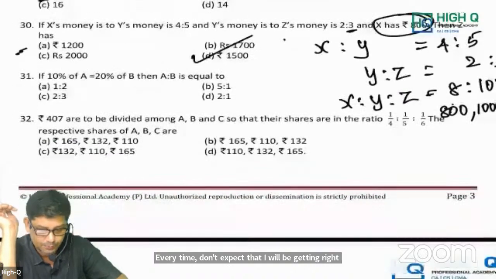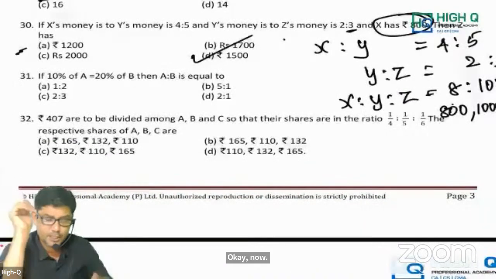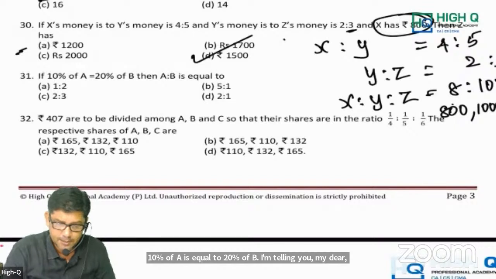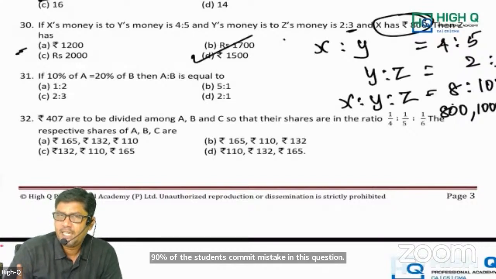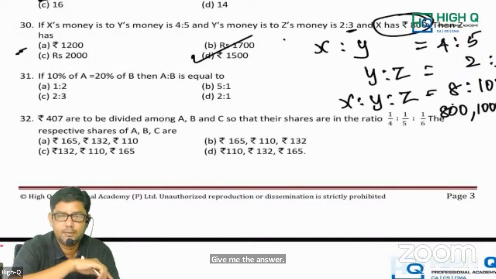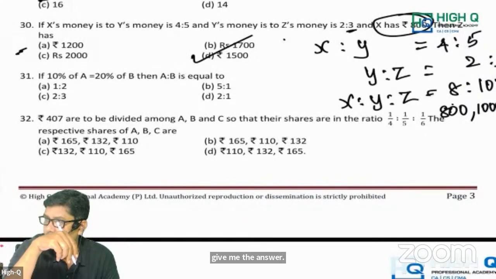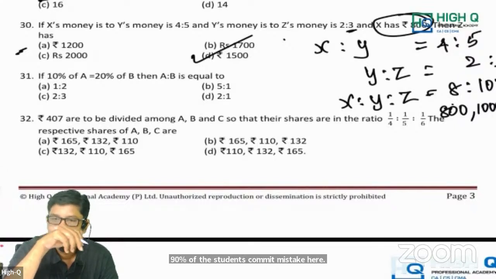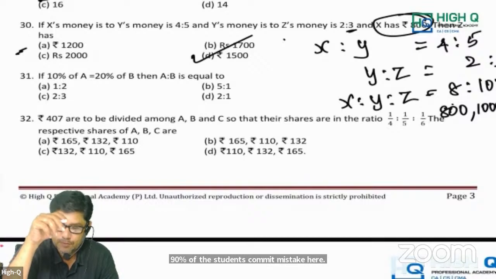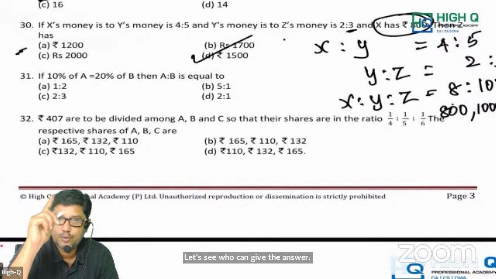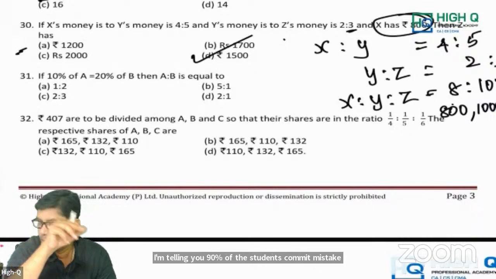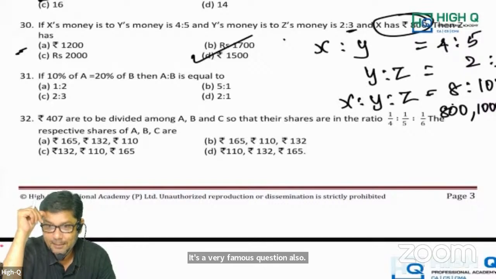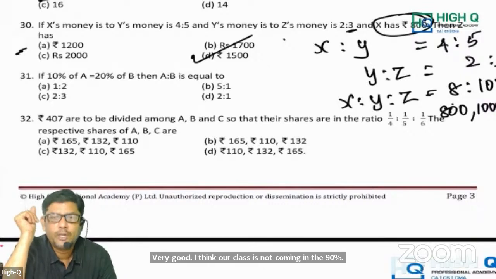Okay. Now, 10% of A is equal to 20% of B. I'm telling you, my dear, 90% of the students commit mistakes in this question. Give me the answer. Let's see who can give the answer. It's a very famous question also. Very good. I think our class is not coming in the 90%. You are coming in the 10%. What did you get, Sangeeta?